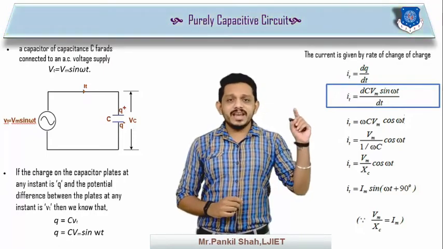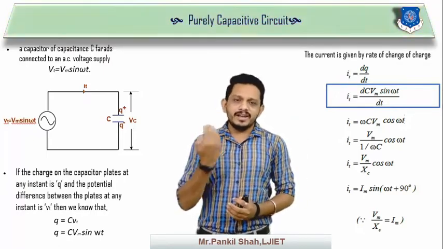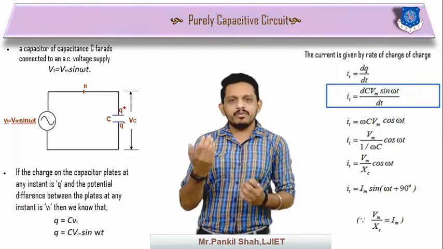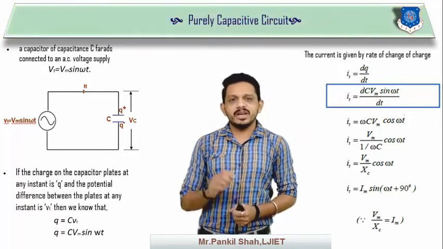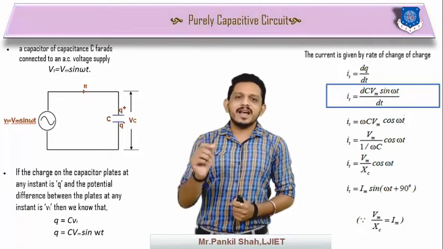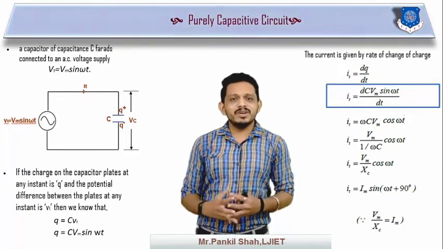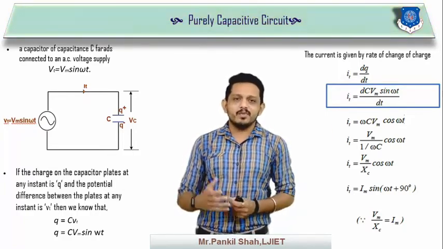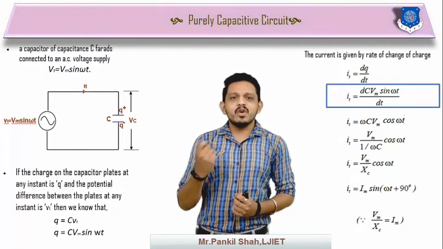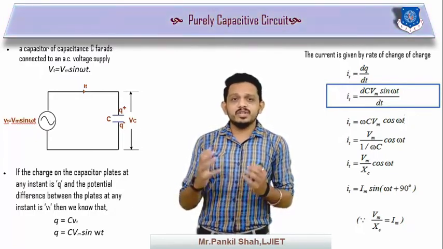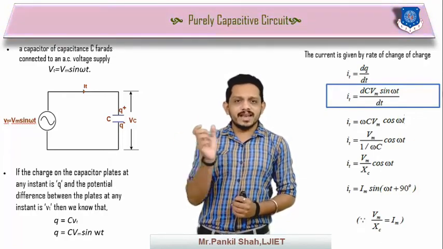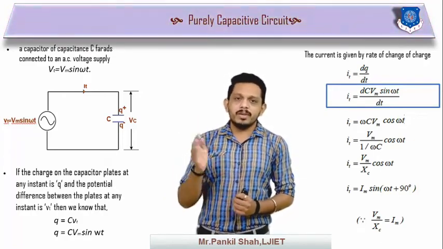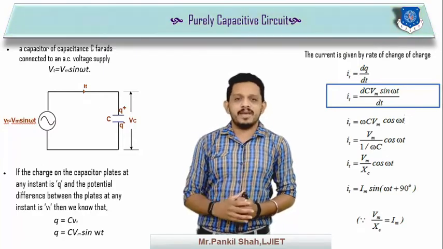Here C and Vm are constants, so you can take C and Vm out of the differentiation term. Now you only have to differentiate the term sin omega t, and the differentiation of sin omega t is cos omega t. But we are differentiating with respect to time, so since the term is sin omega t, the differentiation will be cos omega t into omega.